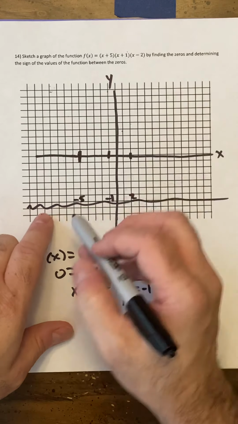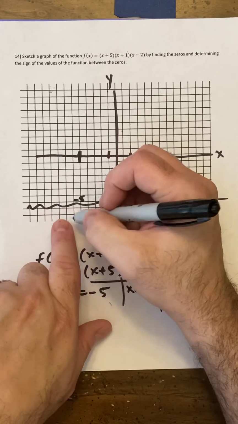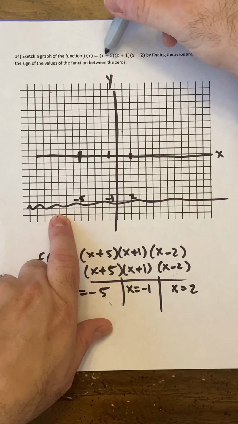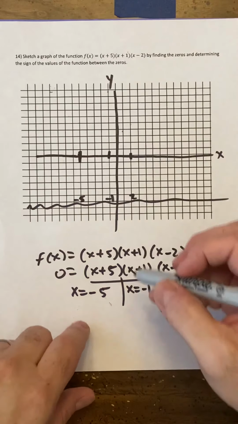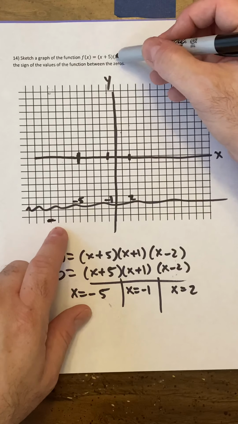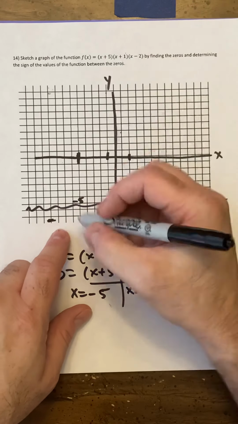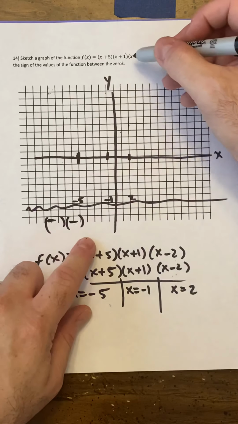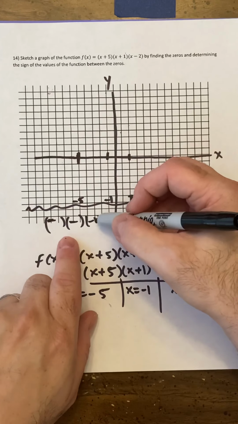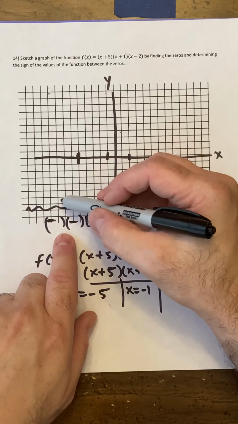Let's try a value that's below, let's try easy values. Let's try a value that's down here, like -10, right? So -10 plus 5 is -5, that's going to be negative. -10 plus 1 is -9, it's going to be another negative. And -10 minus 2 is going to be another negative. So if we multiply all those, negative times a negative times a negative, it's negative. So it should be starting down here and going up.